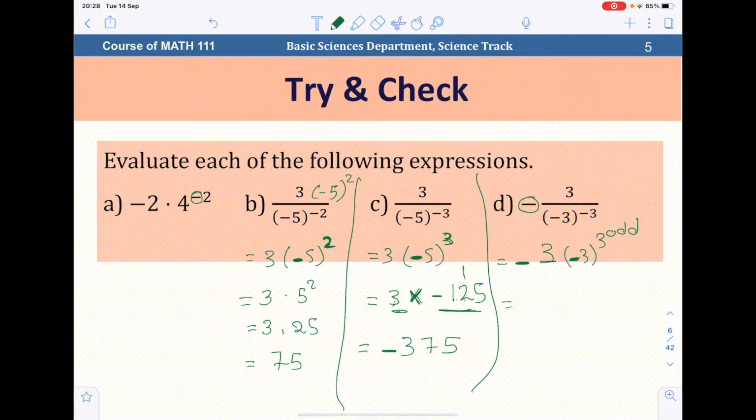And so this would be negative 3 times negative 3 to the power 3. Let me write it this way. So negative 3 times negative 27. So negative times negative would be positive, and 3 times 27 is 81. So the answer is 81.